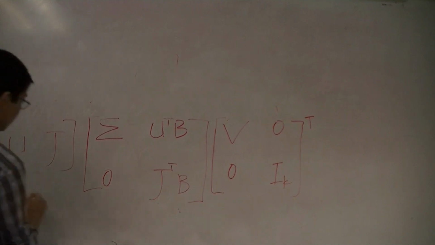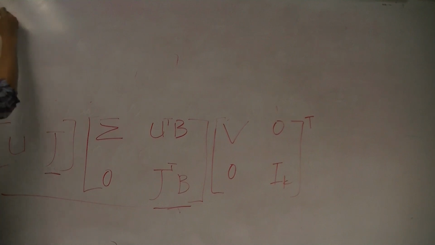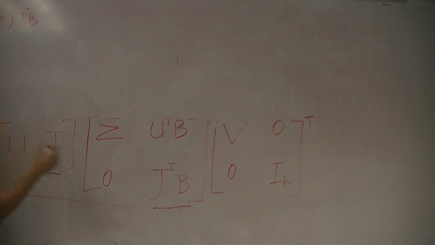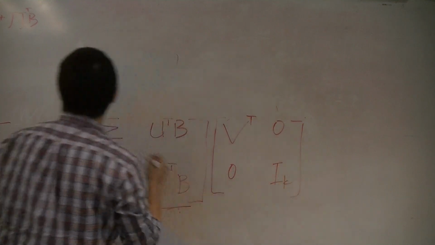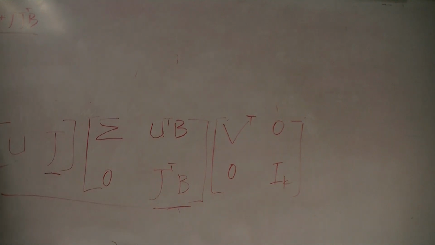So for the right-hand side, this one will be mu sigma, and for this column will be mu transpose B, J transpose B. And for the third component, since we have a transpose, this is just a dynamic matrix, so we can check it like this.